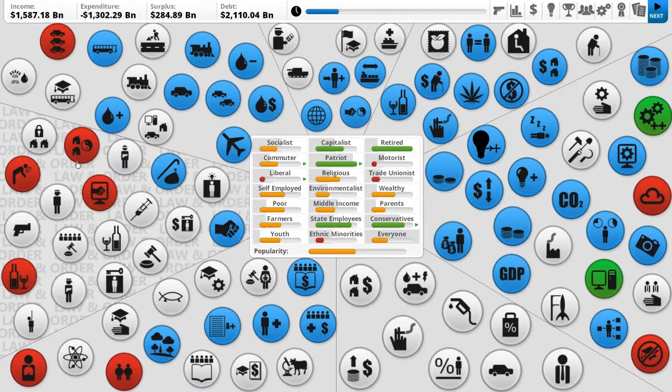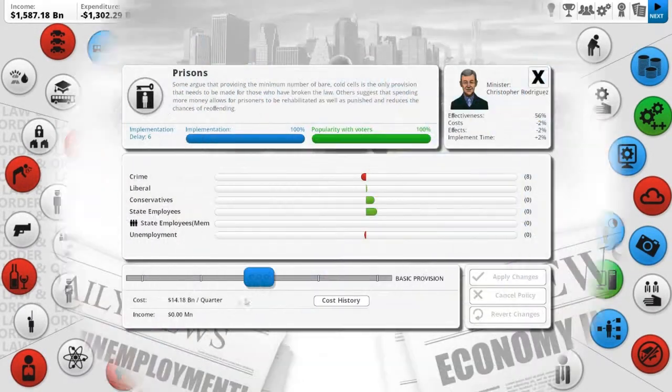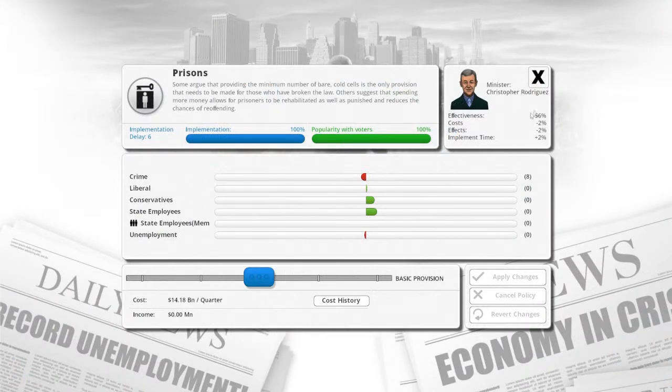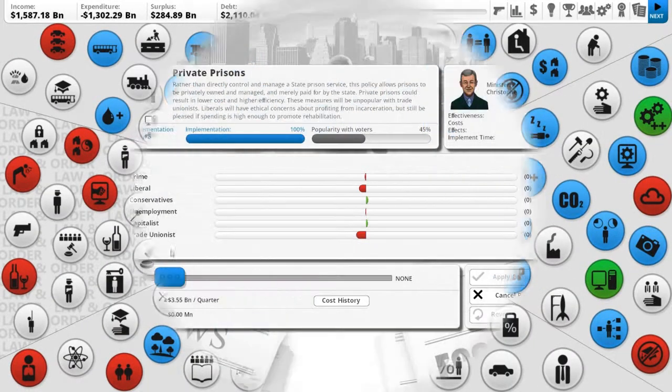Okay, something that I actually wanted to do is, this is prisons, 14.8 billion. I want to see what happens here.